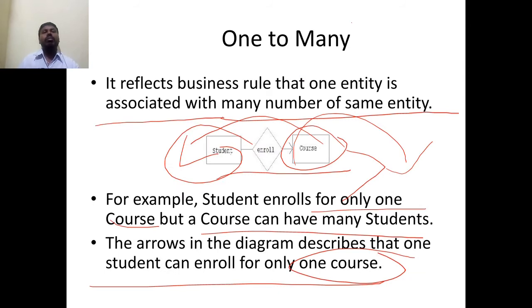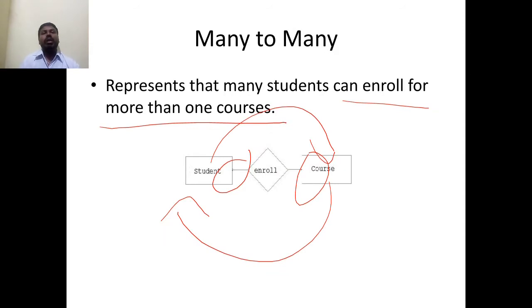Next, one to many means a student can enroll in only one course, but a course will have many students. One to many. Many to many means a student can enroll in more than one course, and a course will have more than one student, which is called many to many.